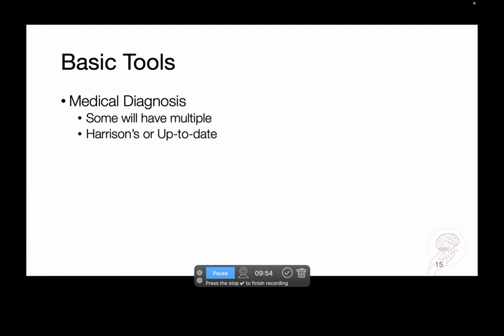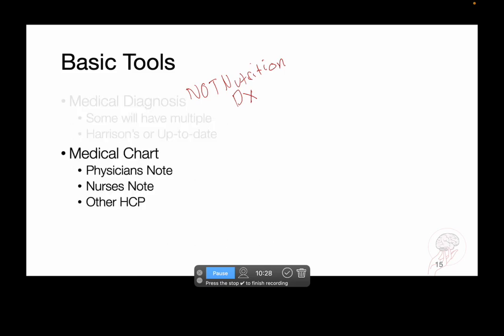So we also need to use some basic tools. We should look at their medical diagnosis. And again, remember, this is not the nutrition diagnosis. And DX stands for diagnosis. A medical diagnosis could be something like, say, lung cancer. People generally don't get lung cancer from anything that they can eat, but that doesn't mean that someone with lung cancer might not also have a nutritional diagnosis.